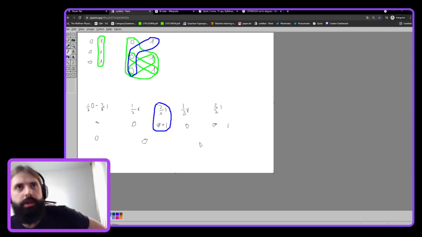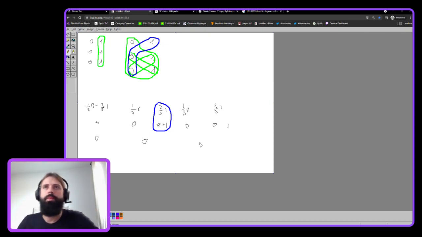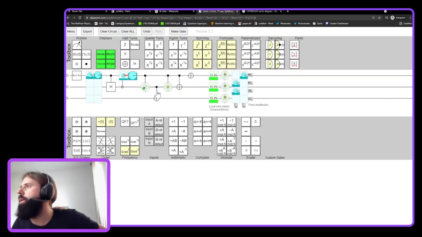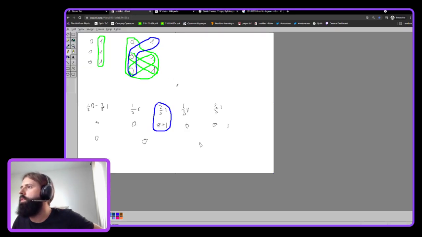It's all back there. Sorry for that. Cool. So where were we? We were here with this step, the control X. Let's see if we get that right now.